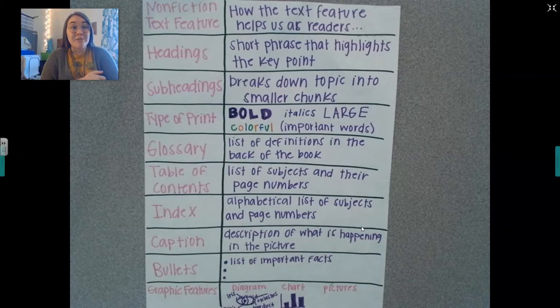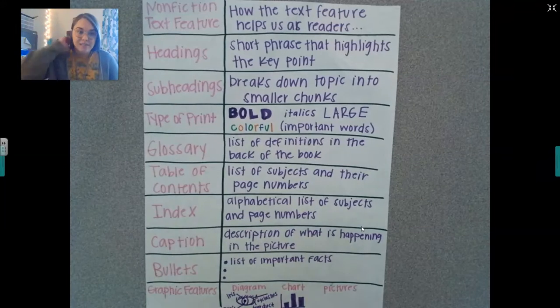Text features are different things that authors put in nonfiction books that we don't really see in fiction, realistic fiction, fantasy, that help us understand the text. Nonfiction books are harder to read than any other type of book because they're more academic and they tell us information. So authors use text features to help us understand the text and make sense of it.